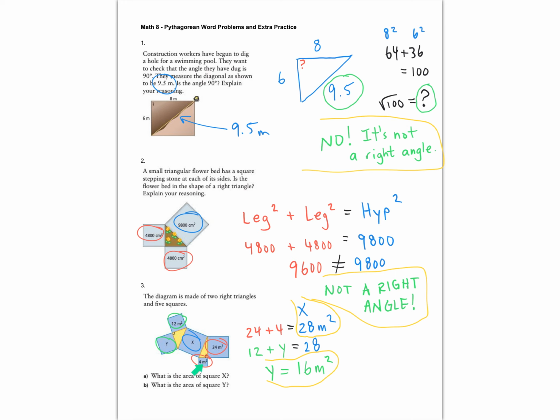Okay? So the two small ones, the legs, add up to the hypotenuse. In this case, 4 plus 24 is 28. So we know that this is 28. Now this is also the hypotenuse of this other triangle here. So then we know that 12 plus 16 has to equal 28. So y is 16 and x is 28. Okay, next page.